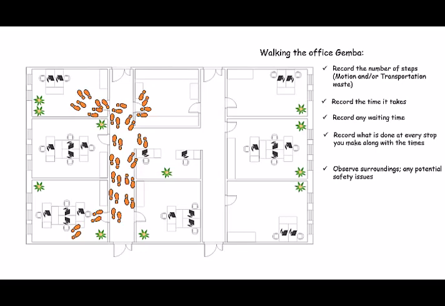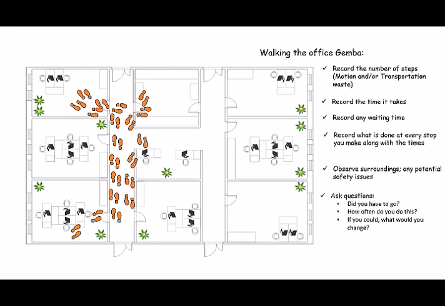Is it trafficked, the hallway, and you're always moving around or bumping into people? Or is there things obstructing you from walking one place to the next? Remember, safety is important in Lean Six Sigma.